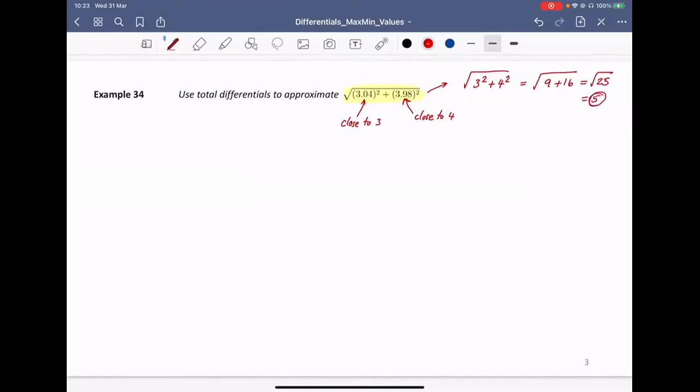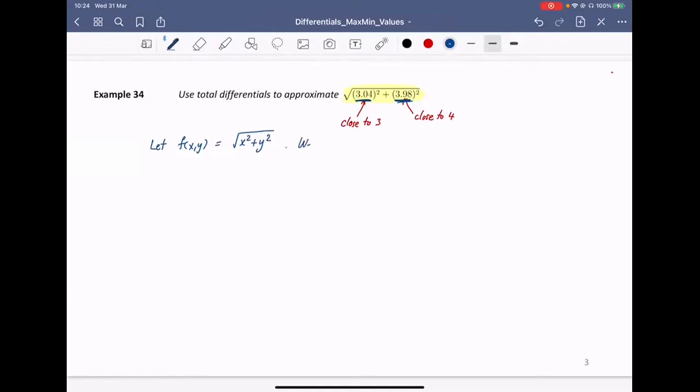So at the end, if you can compute square root 3 squared plus 4 squared here, it's going to give you the number 5, which is the easy one. So we're going to use the approximation by trying to make this term fit into our approximation equation. So the idea is we are going to let the function f be square root x squared plus y squared. Well, this is my function f.